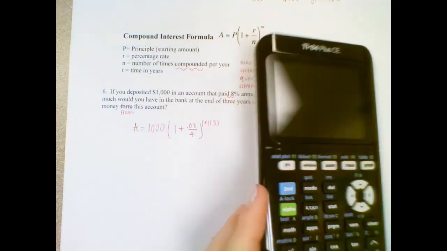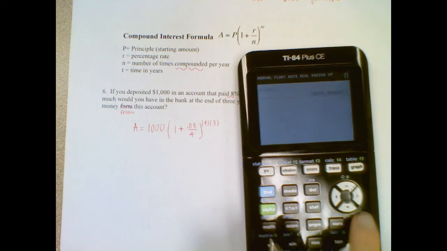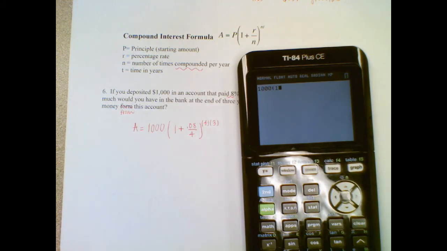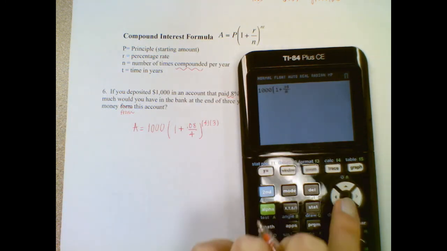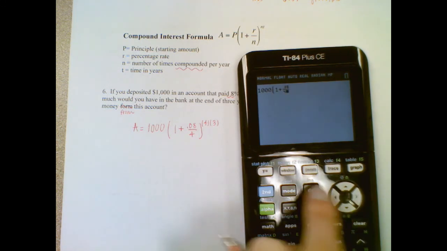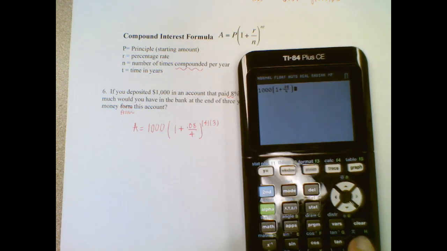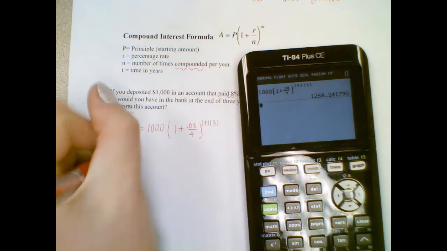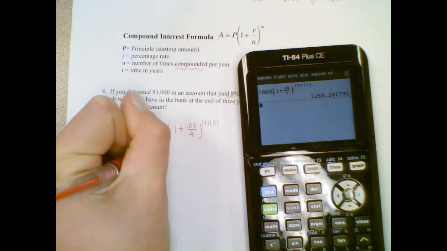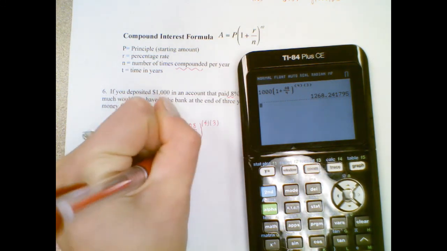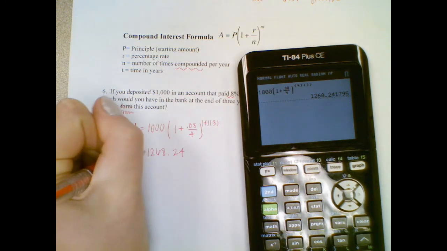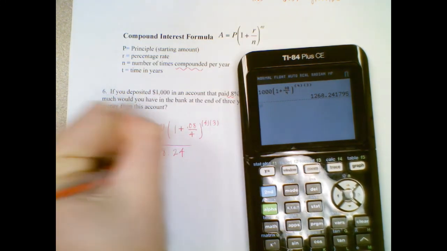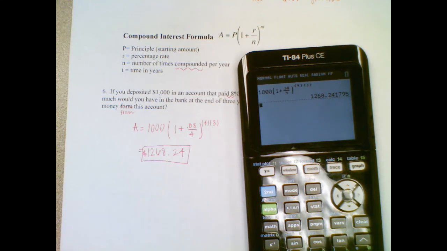All right, let's learn how to type this in our calculator. So we've got 1,000, 1 plus, alpha y equals, get that fraction in there, 0.08 over 4, to the 4 times 3 power. And again, we're dealing with money, so round to 2 decimal places to represent the cents. So $1,268.24. All right, that's it. Get to your homework. Let us know if you have any questions.